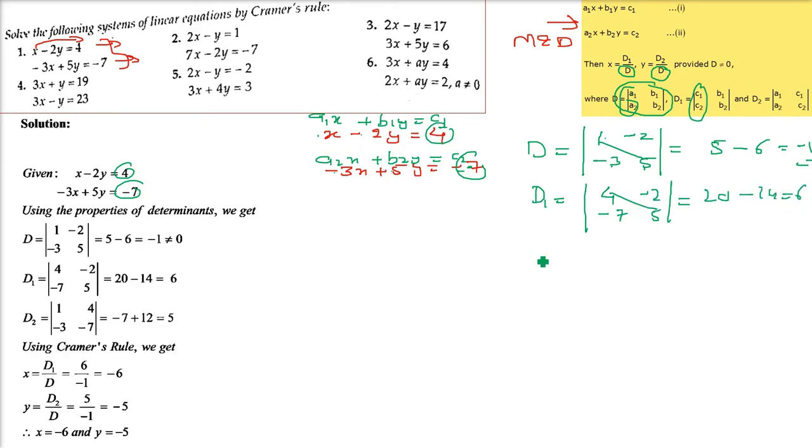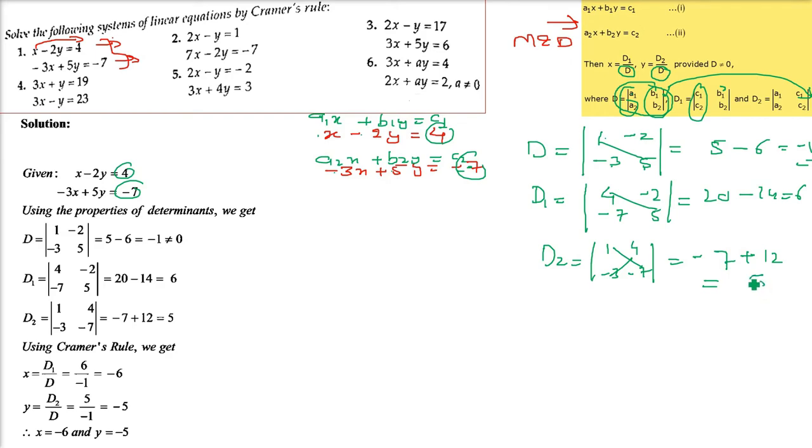Now coming to D2. What is D2? The first column will remain the same because we are interested in y. So the second column has to be replaced by c1, c2, that is 4 and negative 7. So 1 and minus 3 remain like that and we put 4 and minus 7 here. It will be negative 7 minus of minus 12, so minus 7 plus 12 is going to be 5.